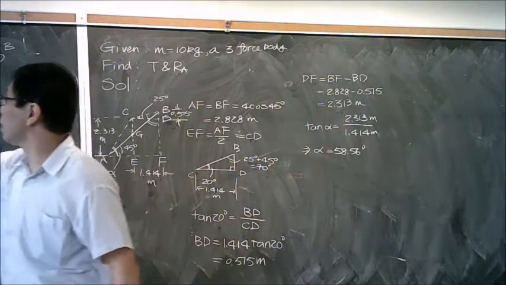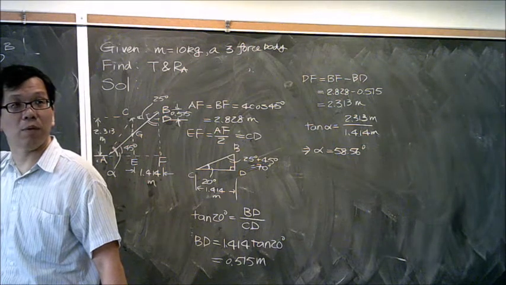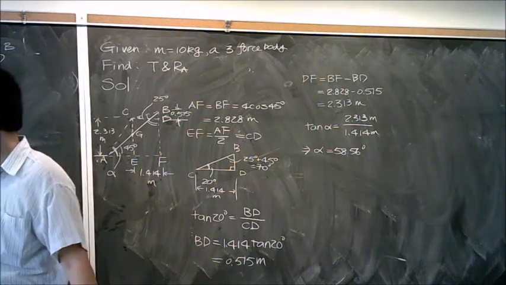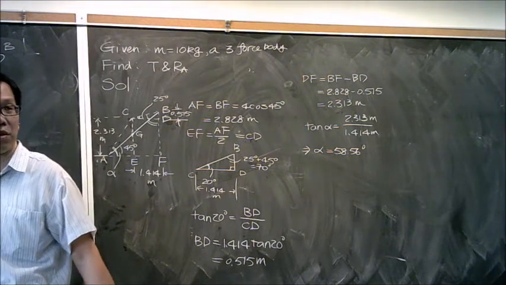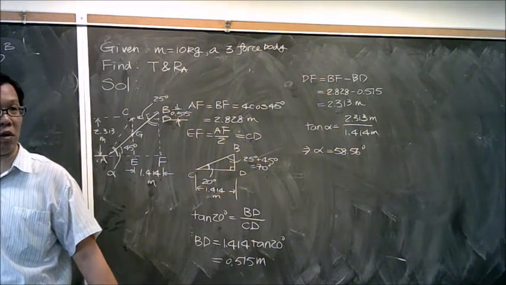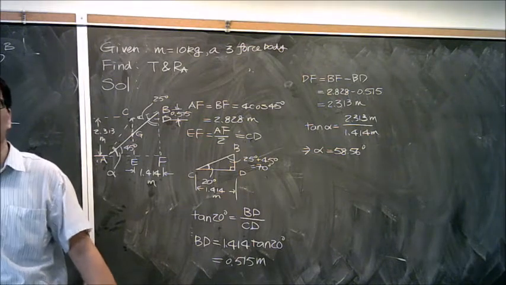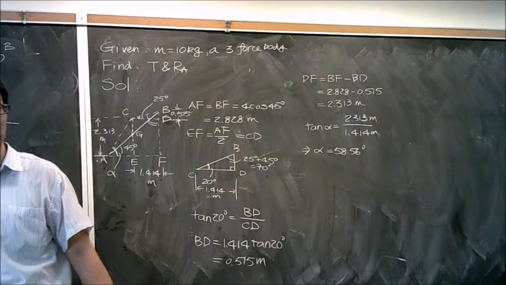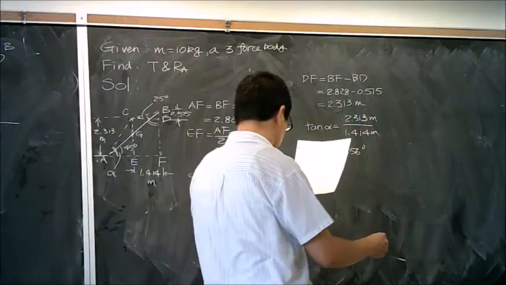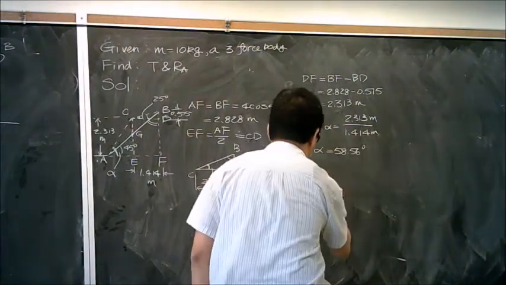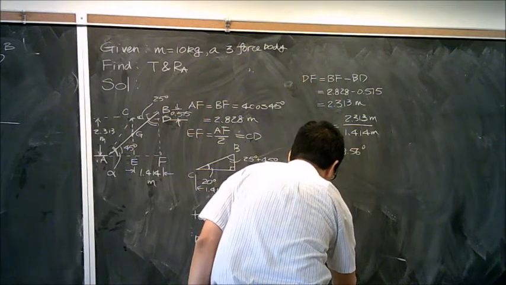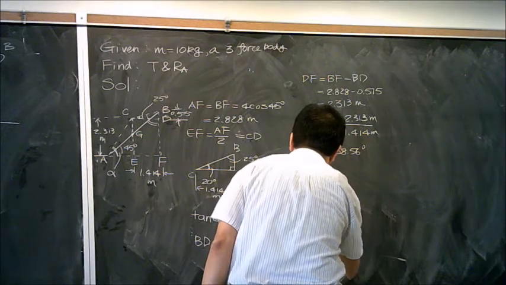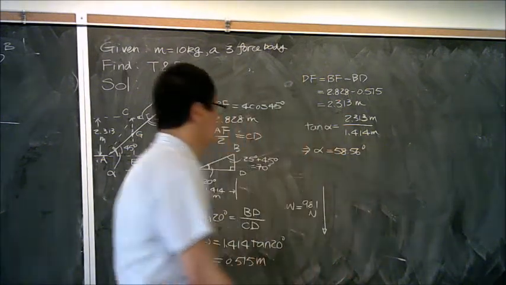So based on the configuration over here, the next step is to draw a geometry, a triangle of the combination of those three forces, then figure out what's going on for the individual forces. Since we know all the directions, the only thing we need to solve is the magnitude. Okay? With that said, that's my weight.